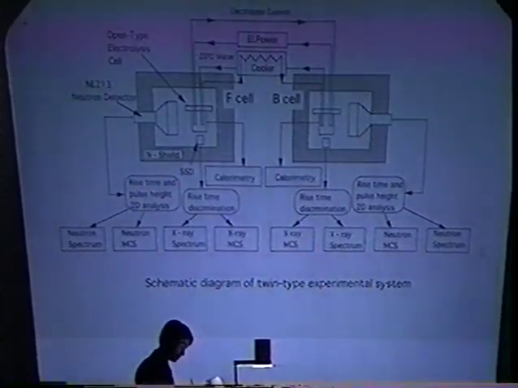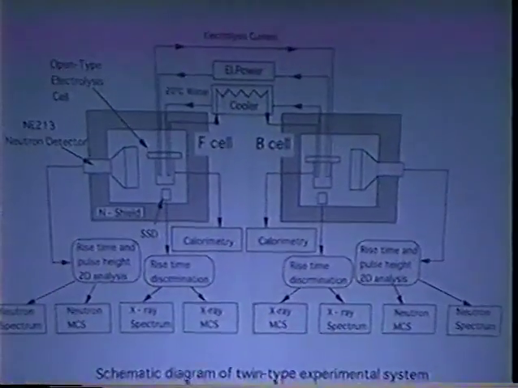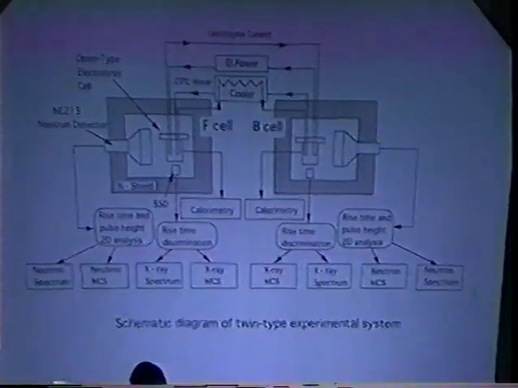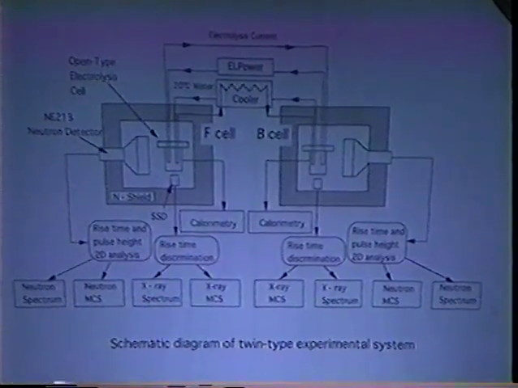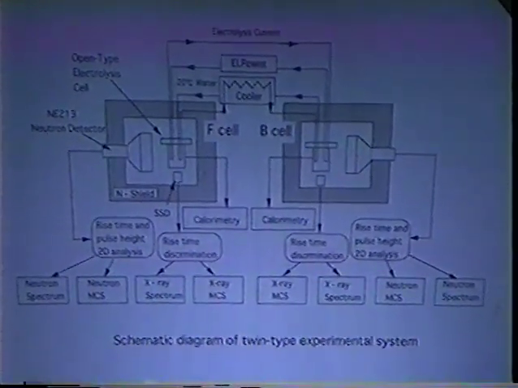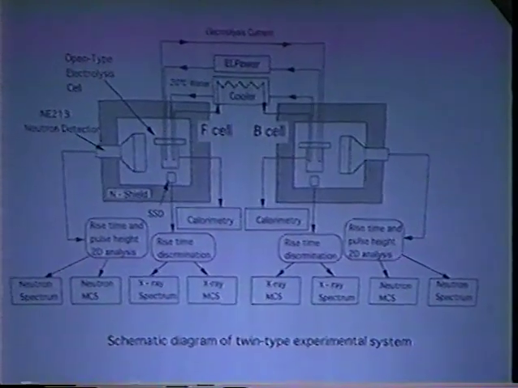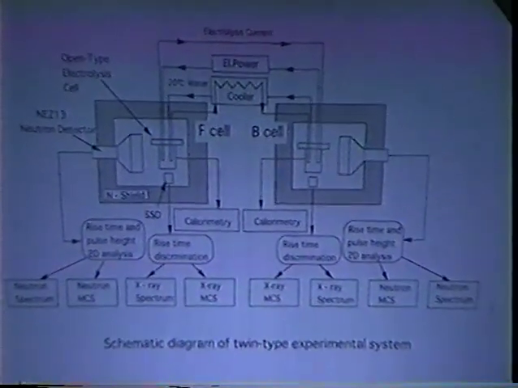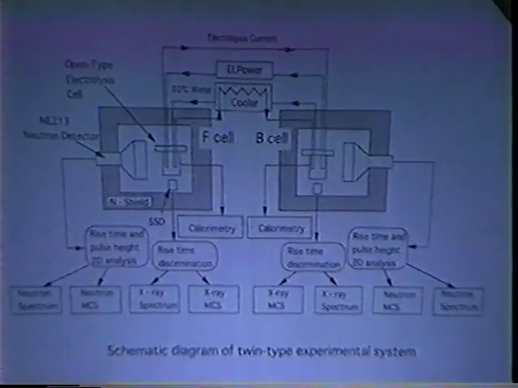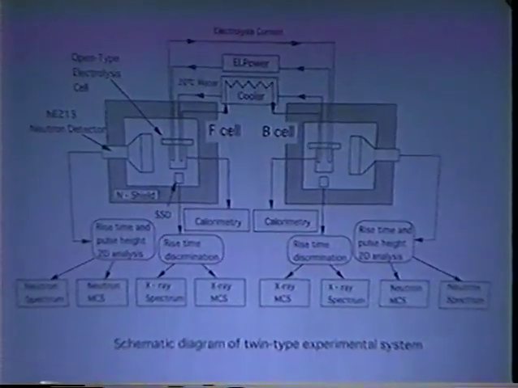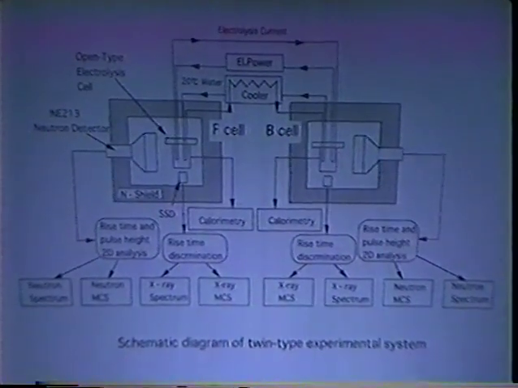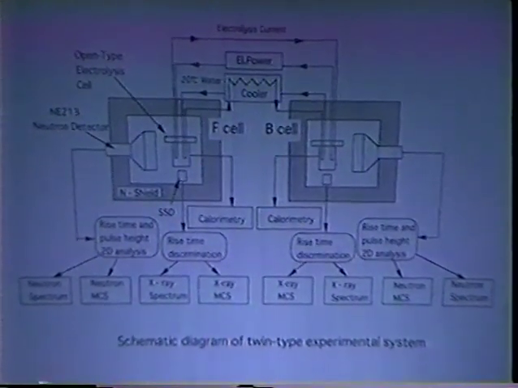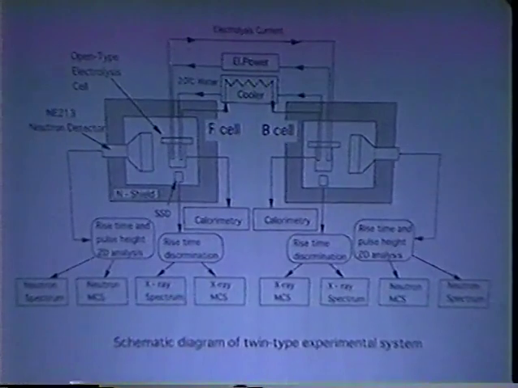Now I will explain the experimental setup. The twin open type cells and measurement system were designed as in this diagram. The electrochemical cells and measurement system were twin type, in order to perform two types of experiments at the same time, for example, heavy water electrolysis and light water electrolysis, using a palladium cathode for both cells.